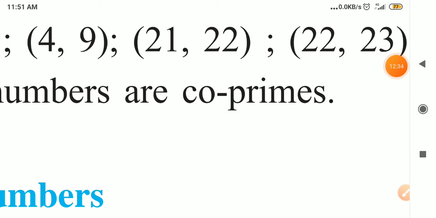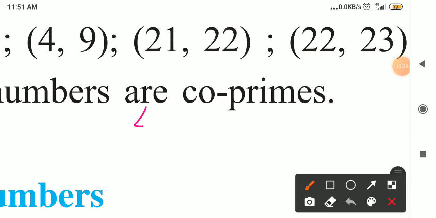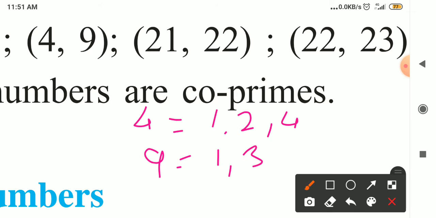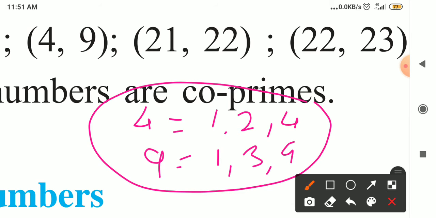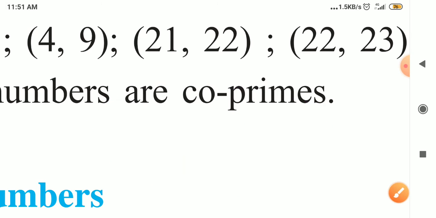4's factors: 4 is present in which table? So the factors are 1, 2, 4. 9's factors are 1, 3, 9. So nothing is common except 1. That's why this is a pair of co-prime numbers.